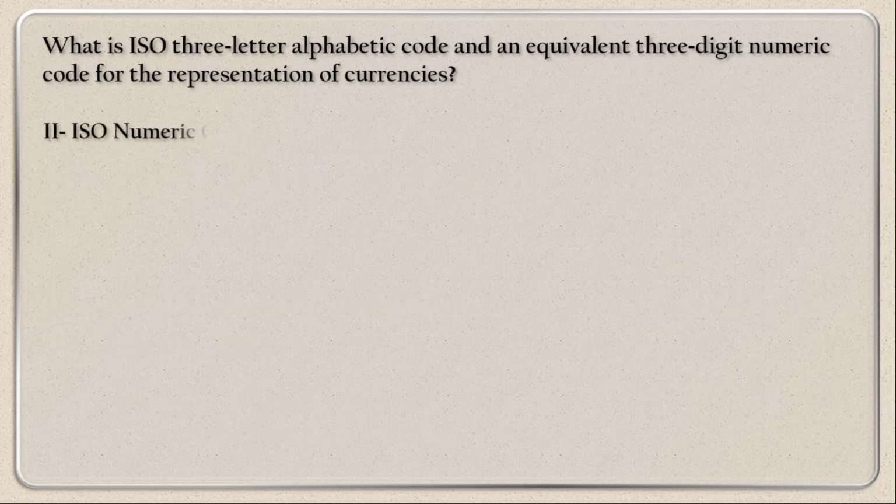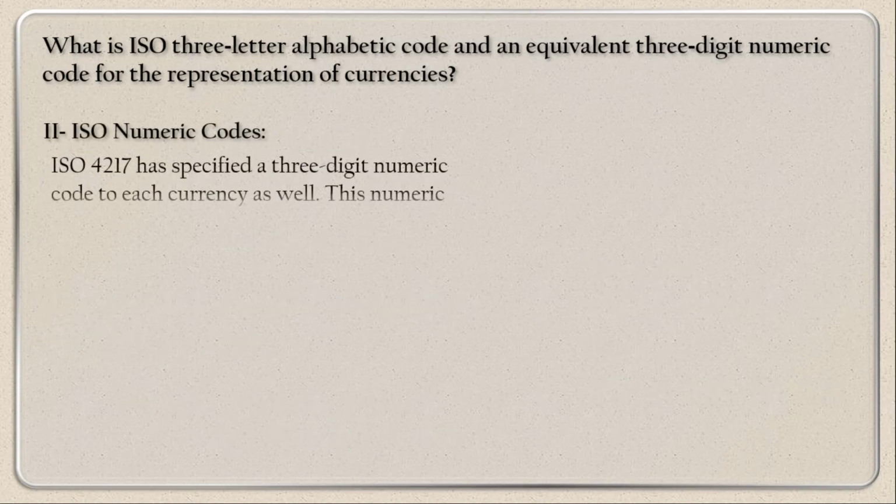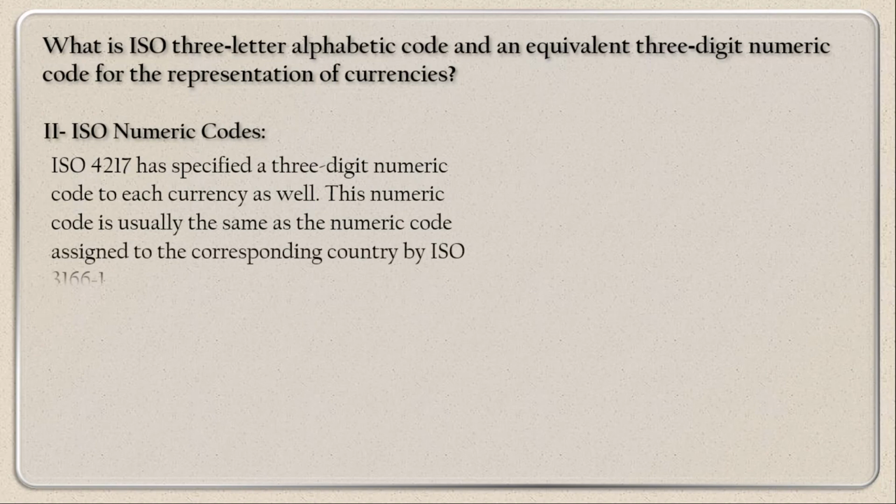Second, ISO numeric codes. ISO 4217 has specified a 3-digit numeric code to each country as well. This numeric code is usually the same as the numeric code assigned to the corresponding country by ISO 3166-1. The numeric code is basically used in the banking system with processing algorithms for more effective processing, and it is not used in the Forex platform or in the Forex market. It is only used by the banking system.